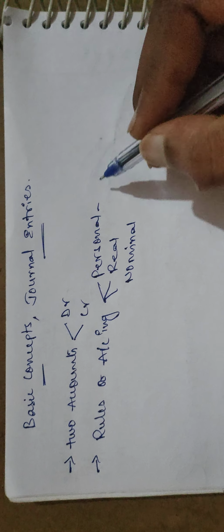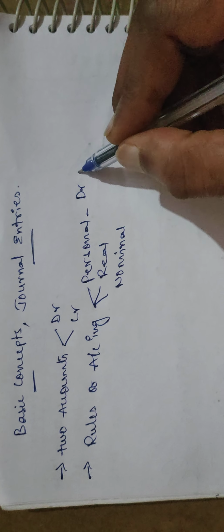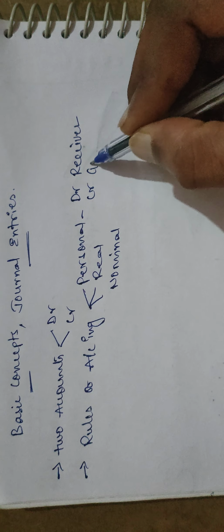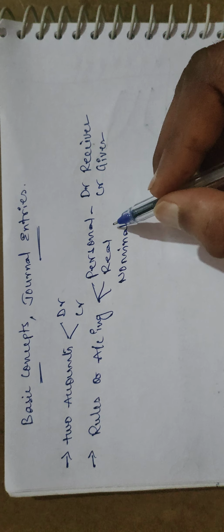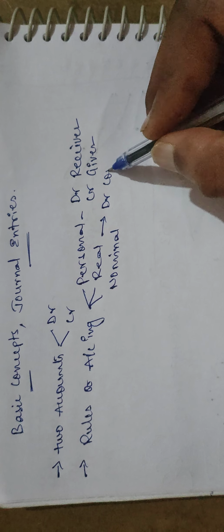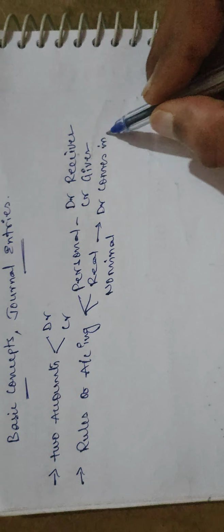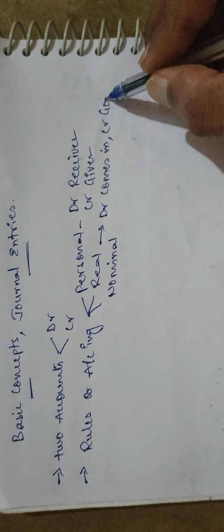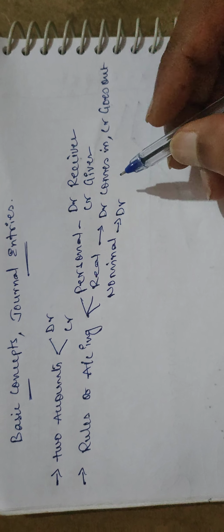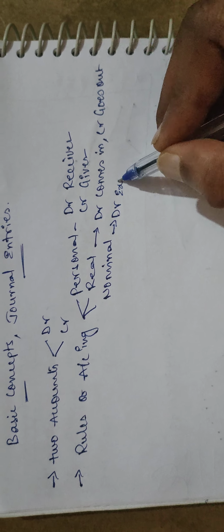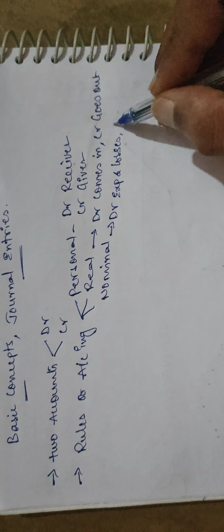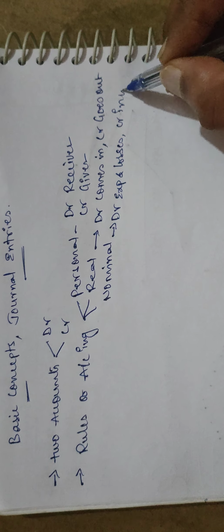Anyhow, I will explain once again. Personal account: debit the receiver, credit the giver. Real account: debit what comes in, credit what goes out. Nominal account: debit all expenses and losses, credit all incomes and gains.